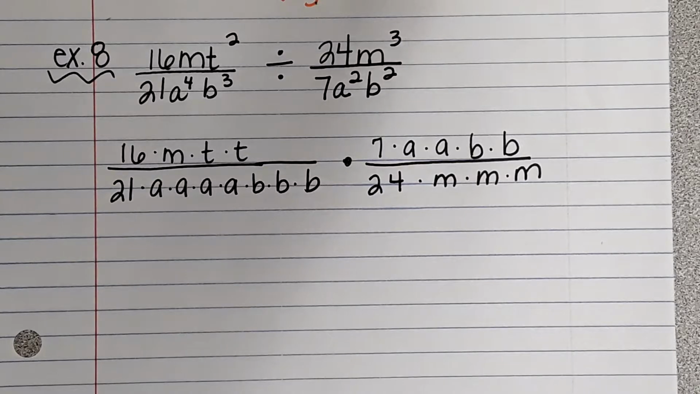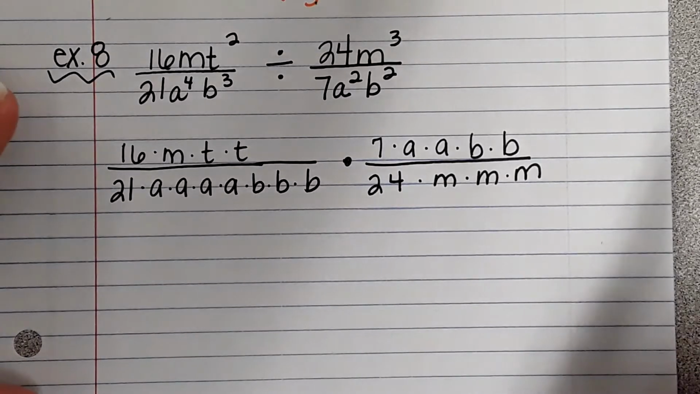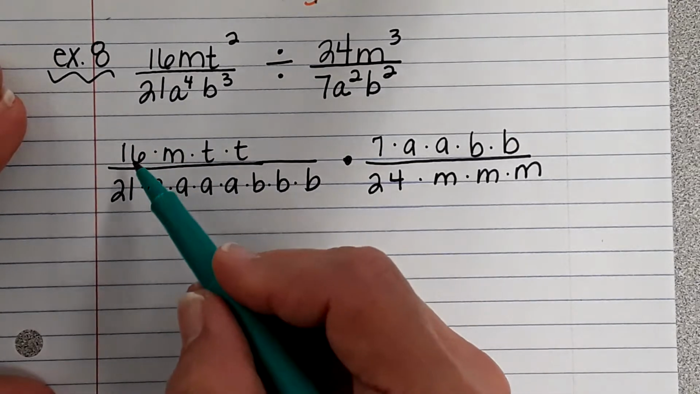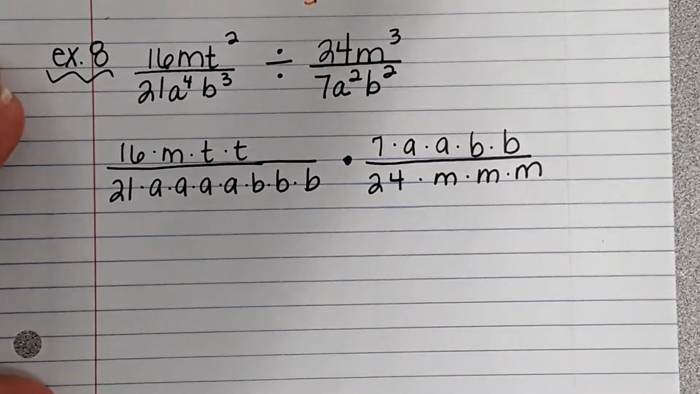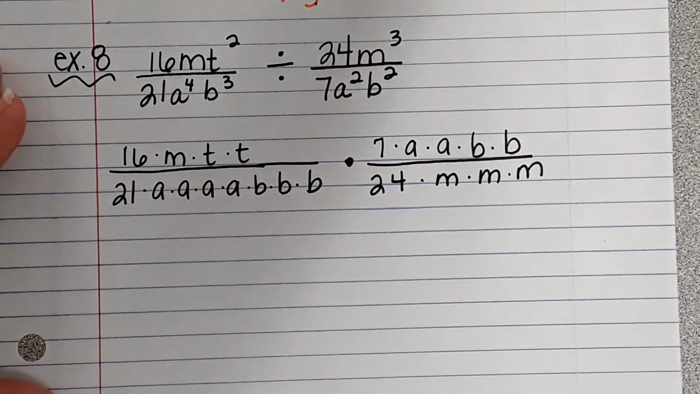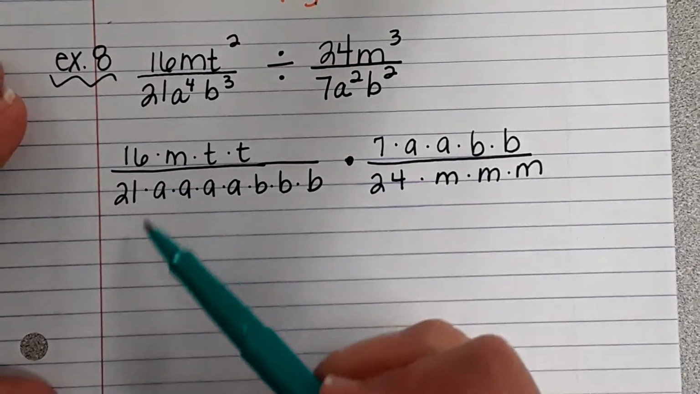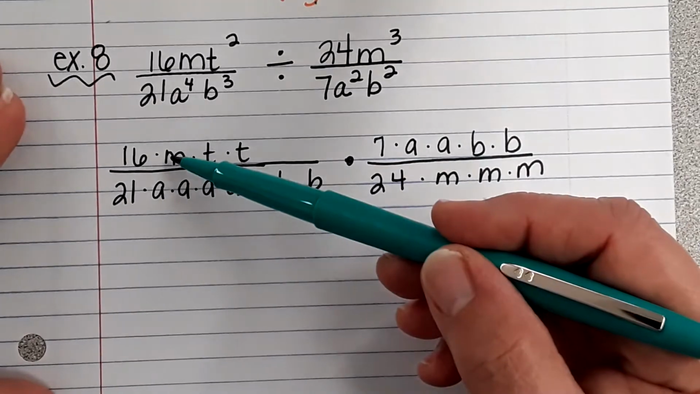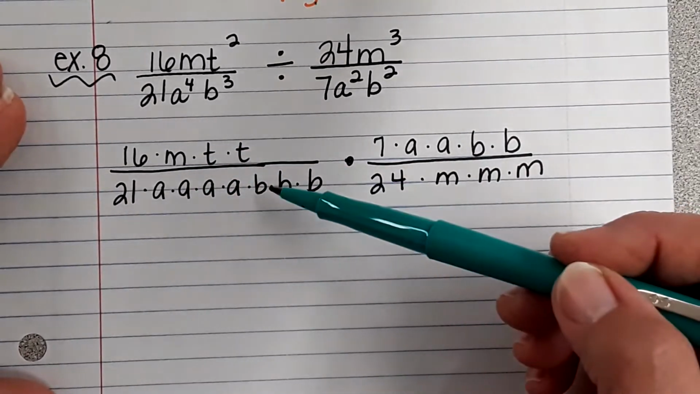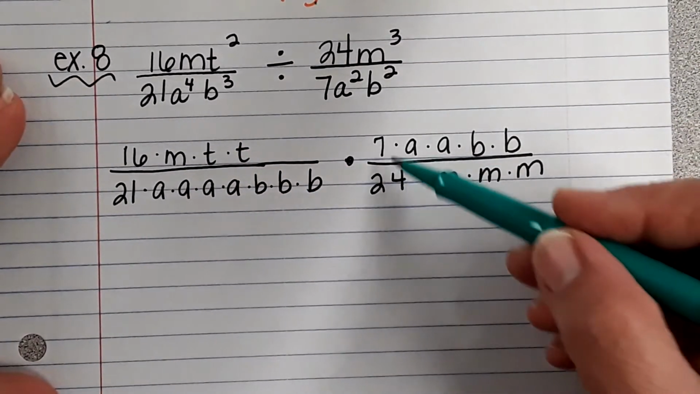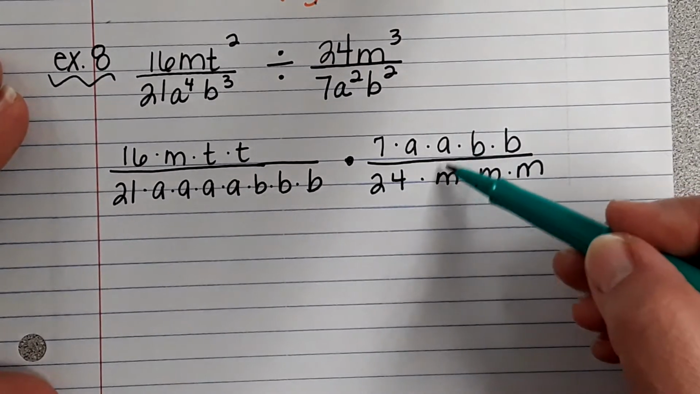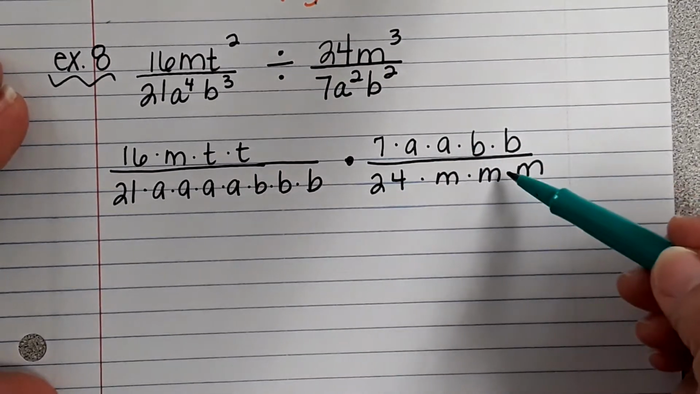Okay, so now we're going to reduce, okay? Can you reduce 16 and 21? Does anything go into 16 and 21? So nothing goes into 16 and 21. Can I reduce any of the variables up and down? Okay, what about 7 and 24? Can I reduce 7 and 24? No. Can I cross cancel up and down with the variables?